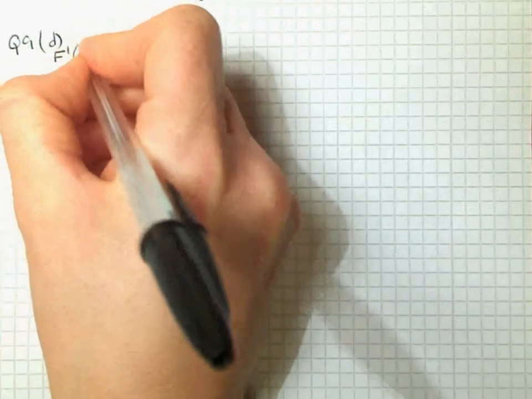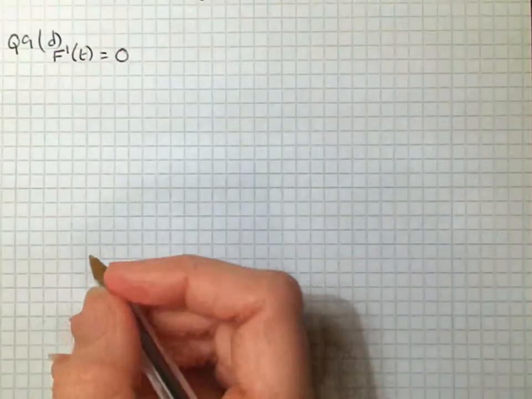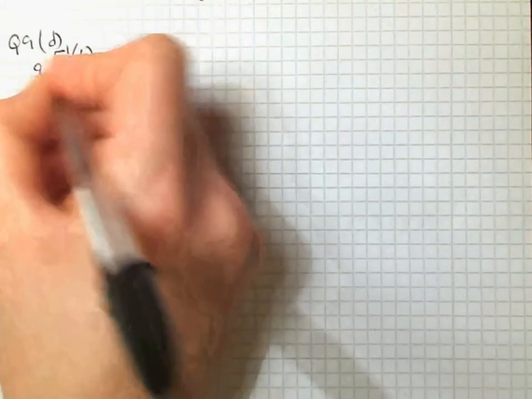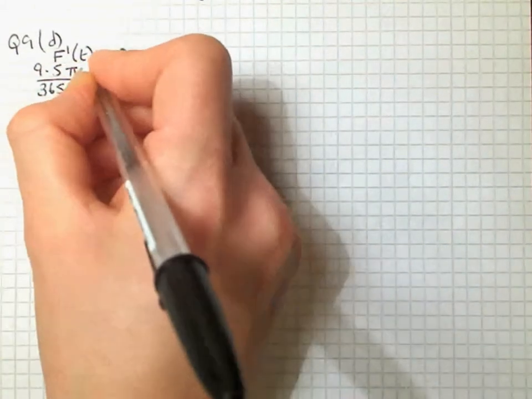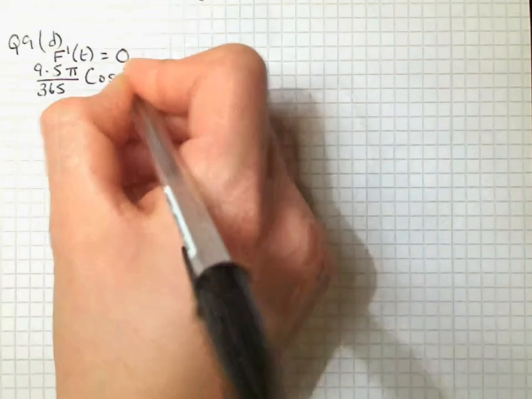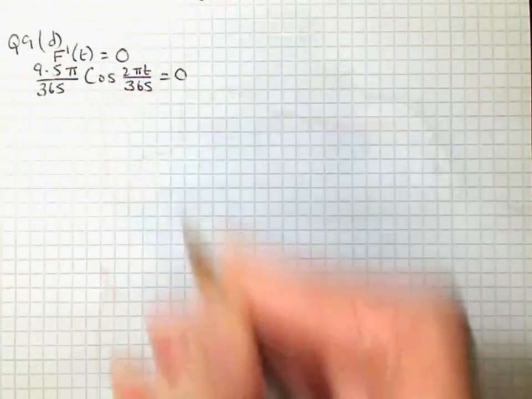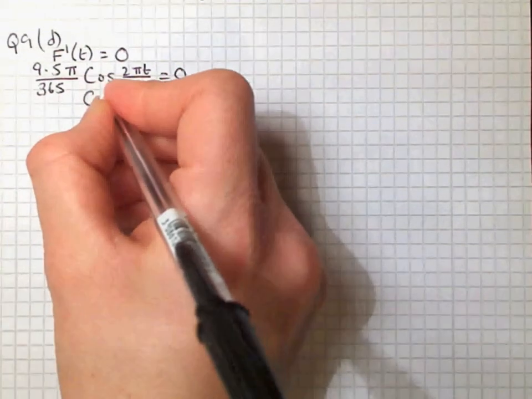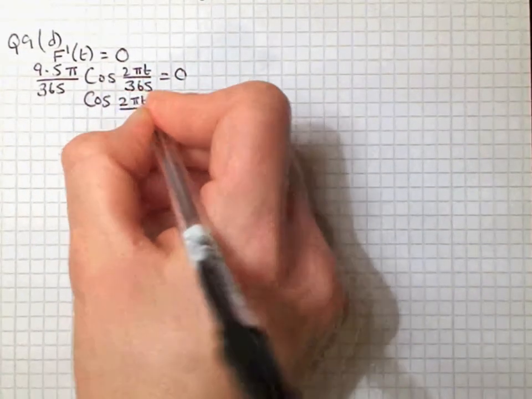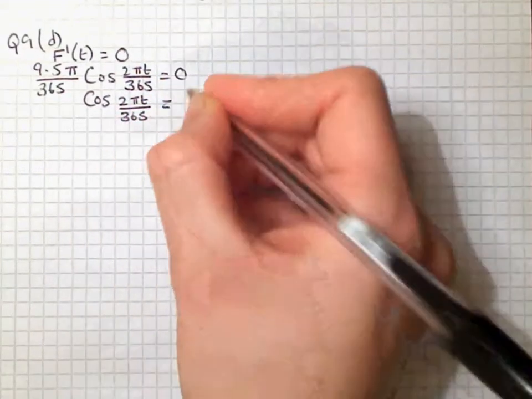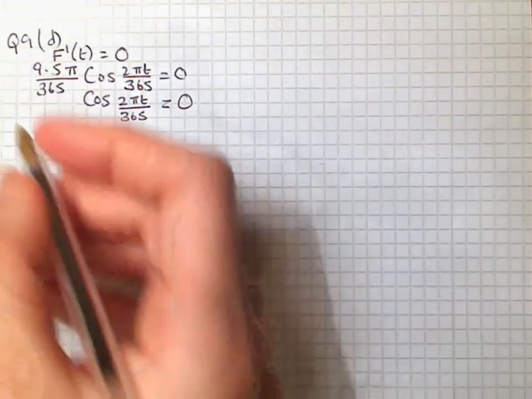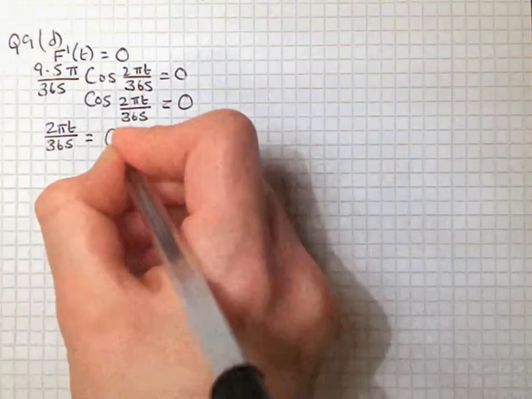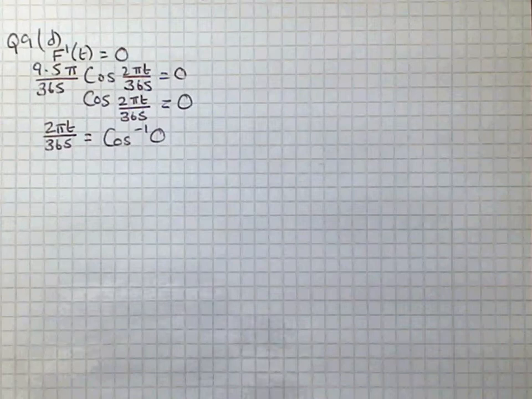So f'(t), the first derivative, and we're going to let it equal 0. So we got it to be 9.5π over 365 times the cosine of 2πt over 365, and we let that equal 0. Divide across by the 9.5π over 365, and 0 divided by that is just 0. And so we get 2πt over 365 is equal to the cosine inverse of 0.